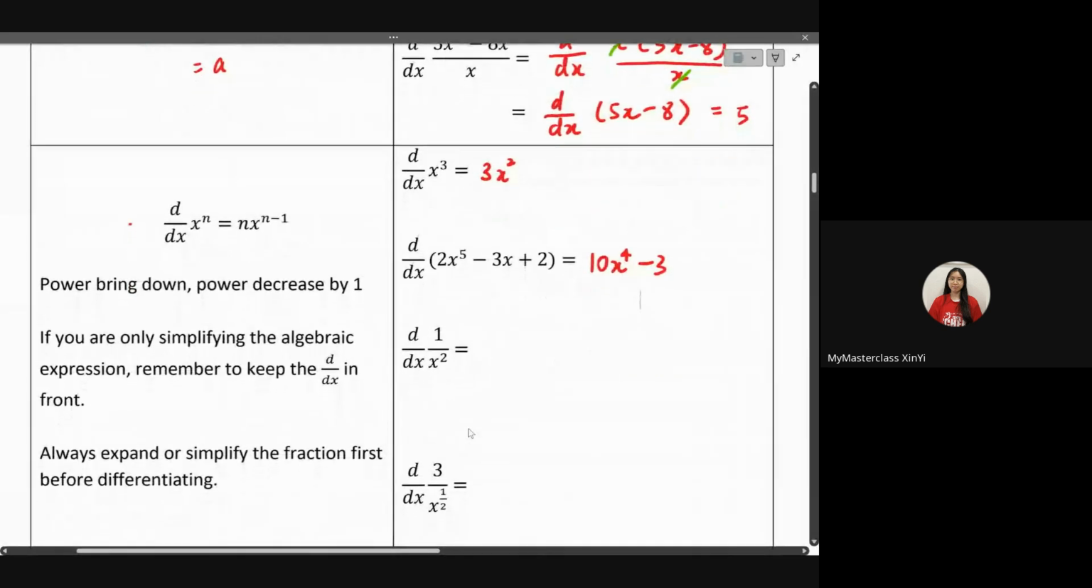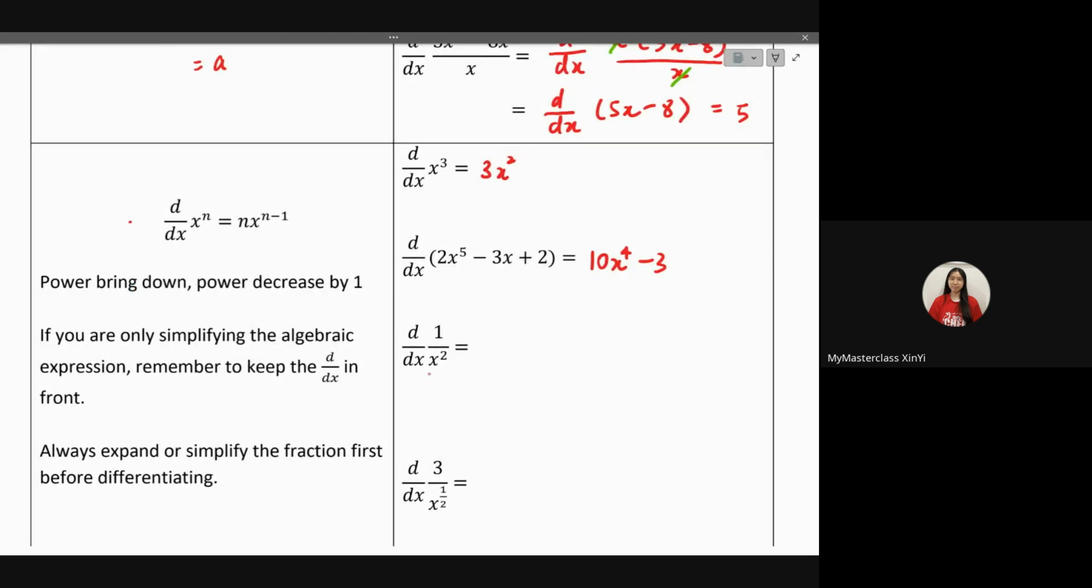Here, when you have 1 over x squared, always put it in power form, so that you can use the power rule to differentiate this. So instead of writing it this way, I'll write it as d dx. Remember in your indices you learned before, right? This can be rewritten as x to the power of negative 2 when I bring it up. So using the same logic, I bring down the power, reduce the power by 1. So it becomes this. If they ask you to leave your answer in positive index form, then you have to put back the x cubed down like this.